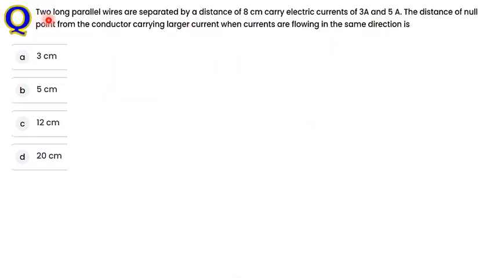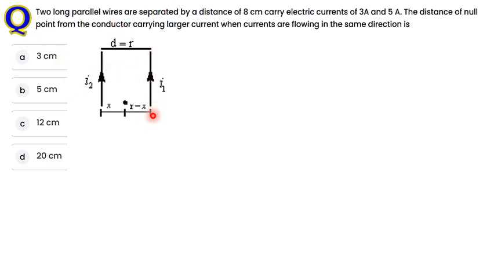Now the next problem: two long parallel wires are separated by a distance of 8 centimeter. Now you just consider two wires which are separated by a distance of 8 centimeter, and each wire carries a current here of 3 ampere and 5 ampere. The distance of null point from the conductor carrying the large current. See, in this one they are concentrating on the large current carrying conductor. When the current is flowing in the same direction, both the wires, the current will be flowing in the same direction.